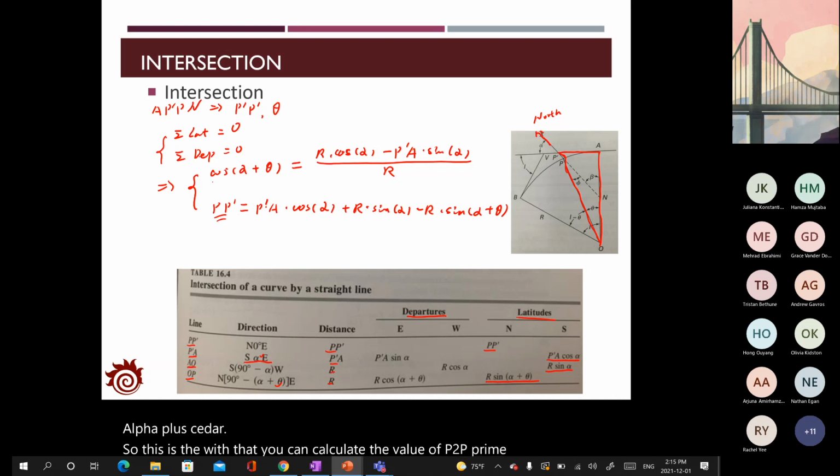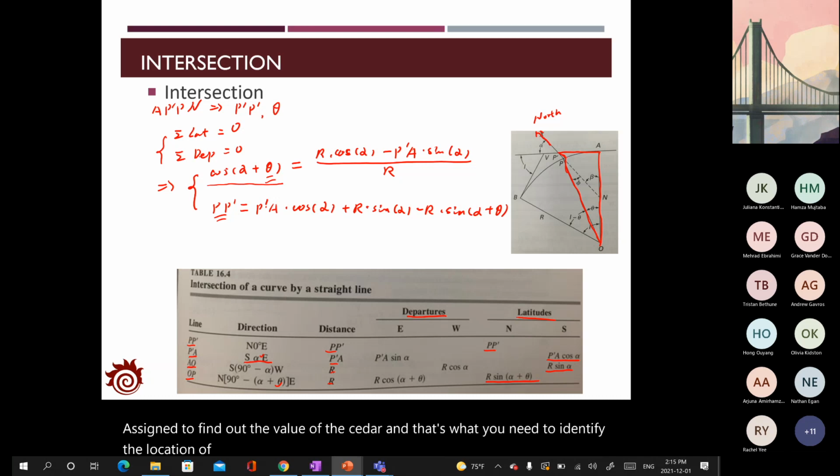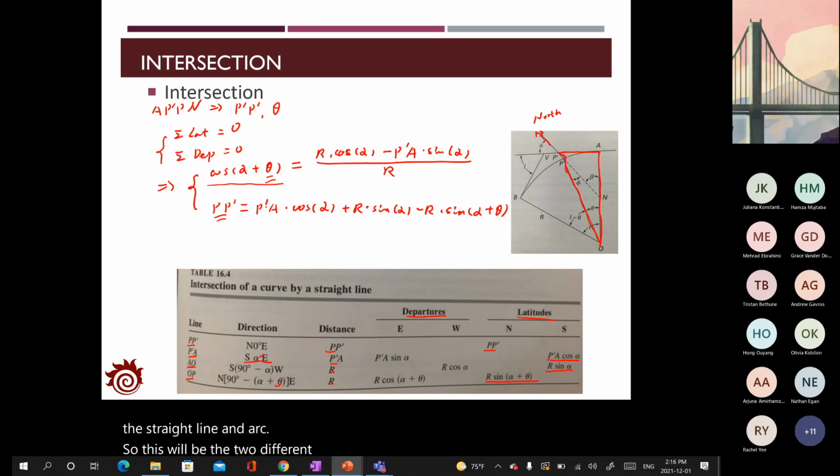You can use the arc cosine to find out the value of theta, and that's what you need to identify the location of the point P on the arc and determine the intersections of the straight line and an arc. So these are the two different methods for you to identify the intersection.